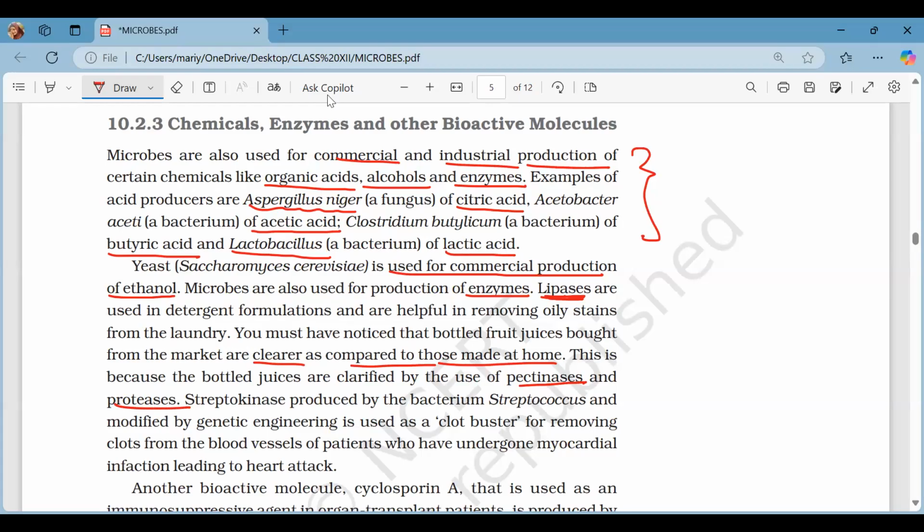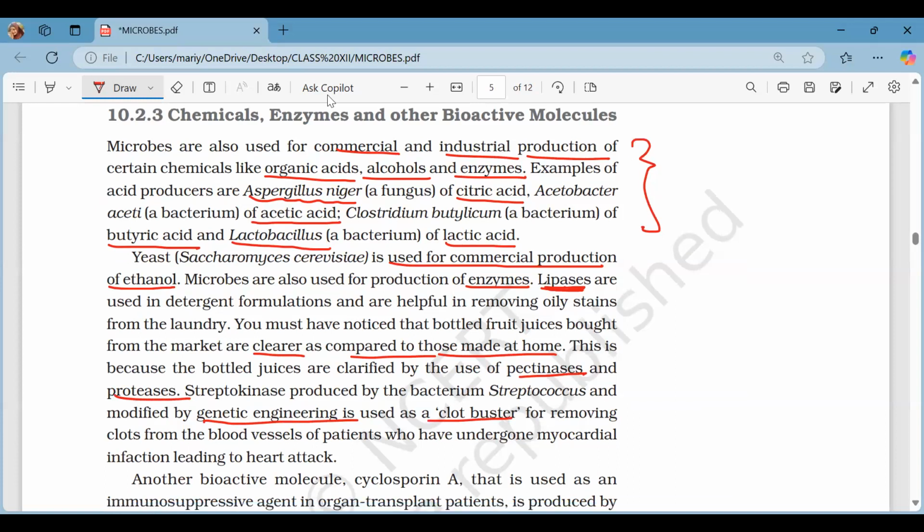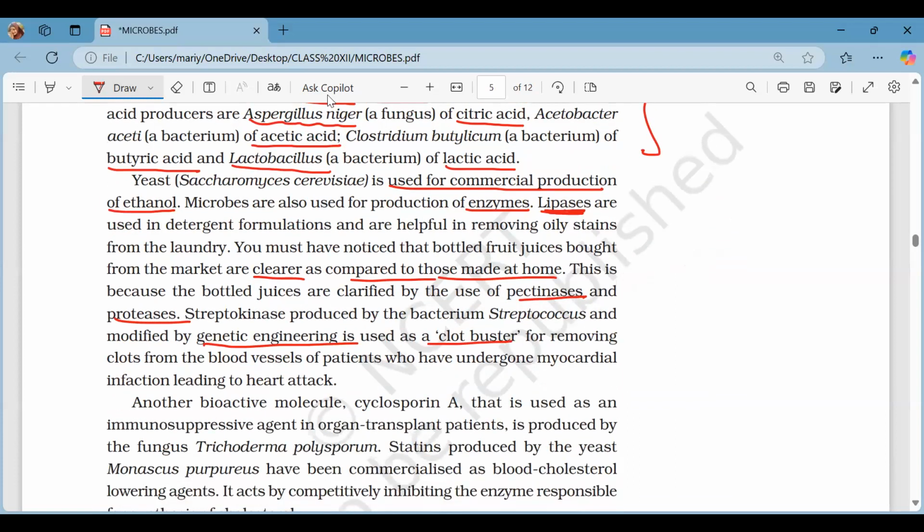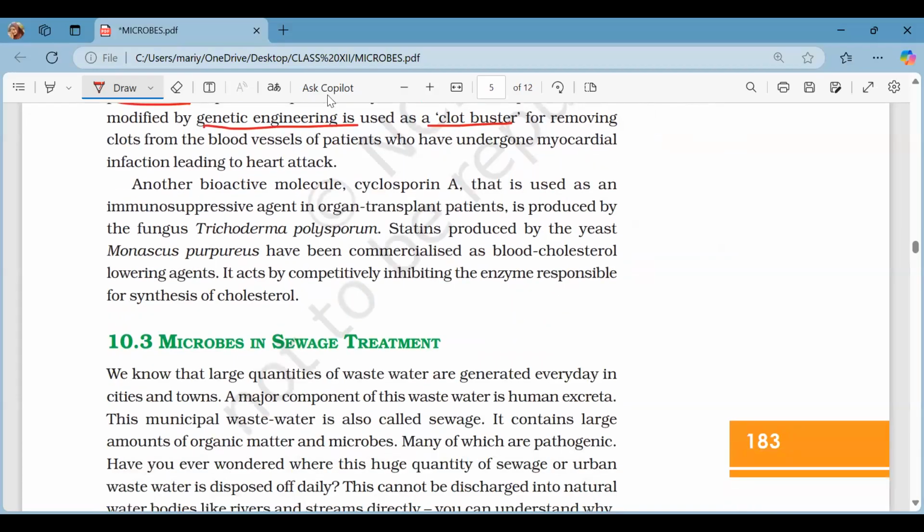Now, streptokinase, which is produced by the bacterium Streptococcus, is modified by genetic engineering and used as a clot buster. So if anyone has a blood clot in a blood vessel, then this particular drug, streptokinase, is used. Clear?